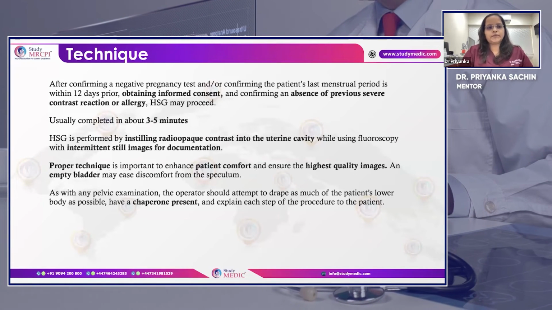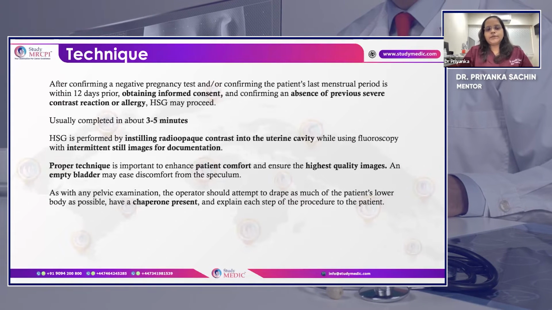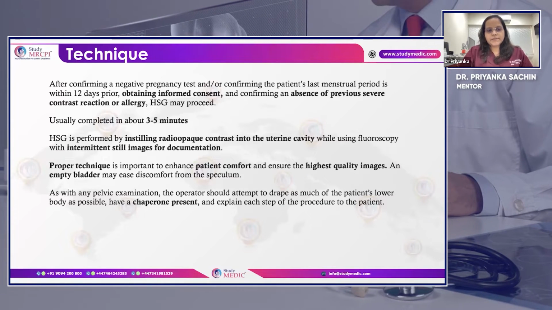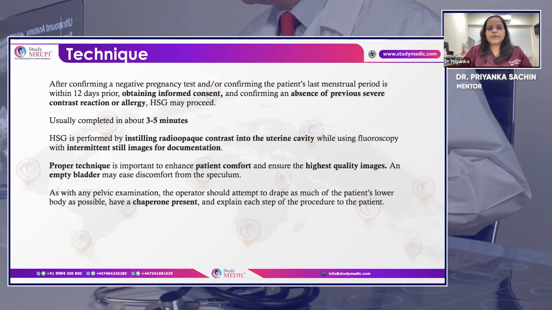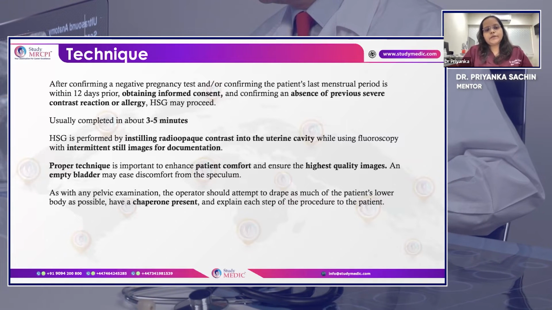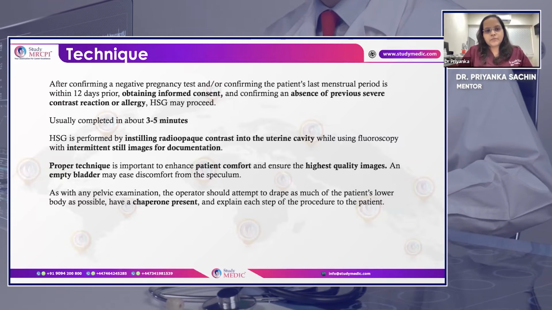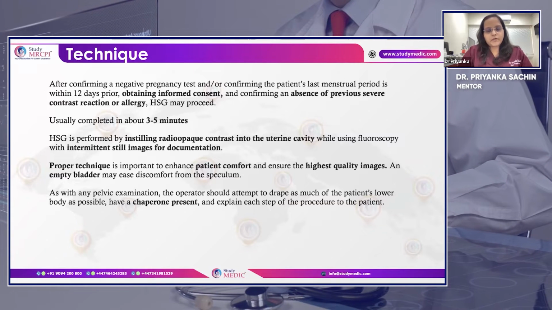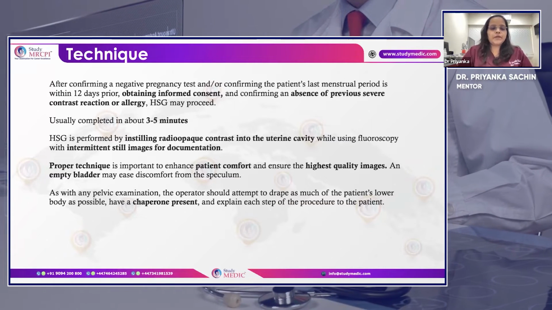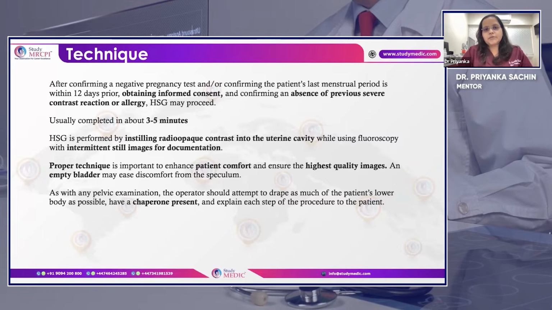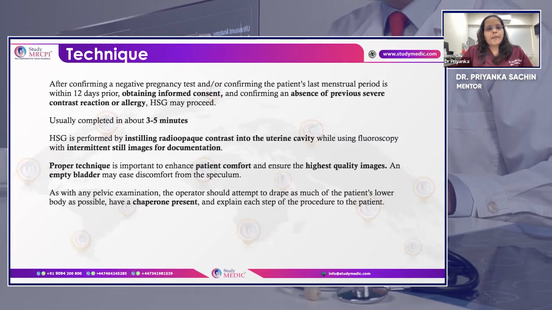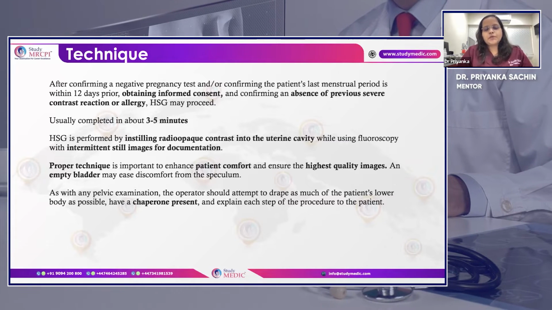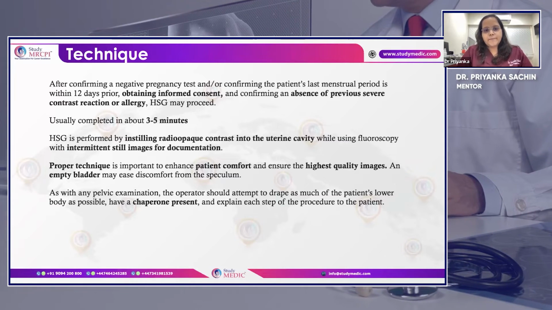So what is the technique which is most important? It is usually performed in the follicular phase. Proper informed written consent should be taken from the patient, covering the risks and benefits of the procedure, the proper technique, what they can expect after the procedure, and the implications of the reports. The procedure usually takes 3 to 5 minutes.